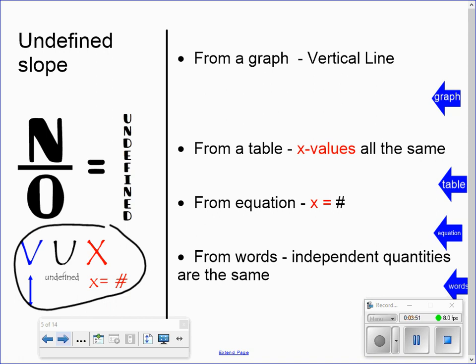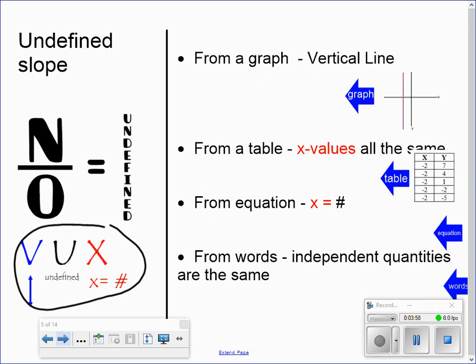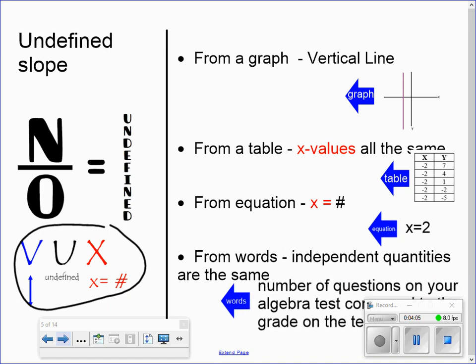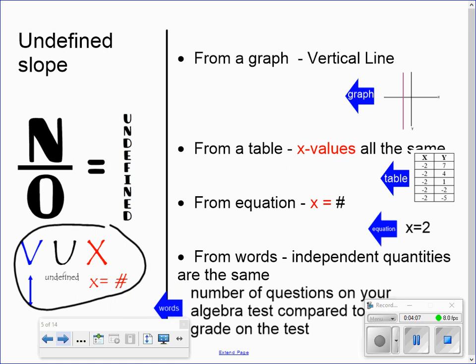And for undefined slopes, it's the exact opposite from 0. So for undefined, we'll have a vertical line. In the table, the x values will be the same. Our equation will be an x equals equation. And from words, it's the independent quantity that's going to stay the same. And this would be when we have two quantities compared to each other, such as the number of questions on your algebra test, which is always 20. That's not changing. That part's staying the same. But the dependent, which is your grade, is changing.